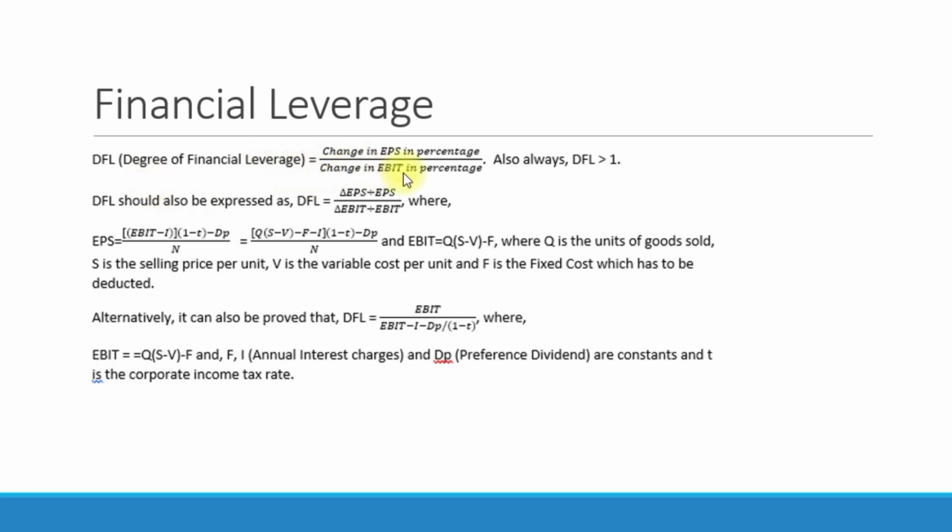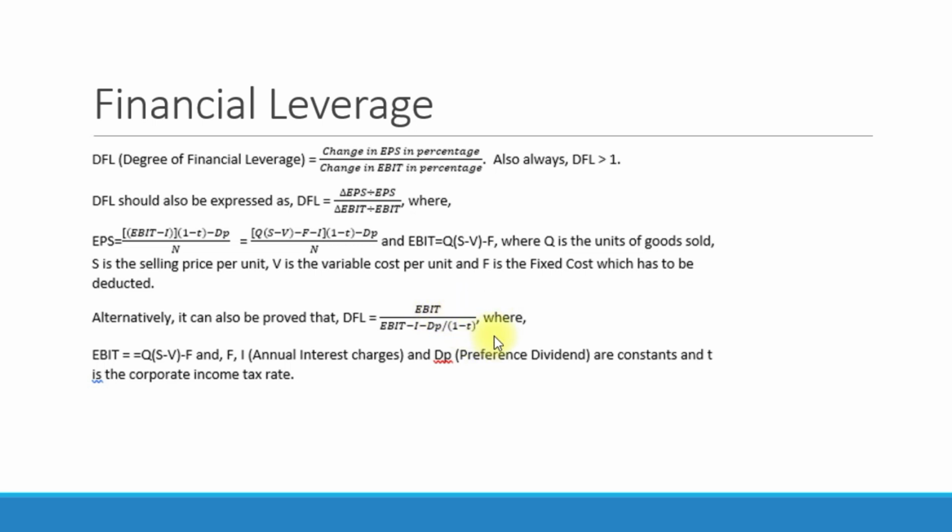Degree of financial leverage is expressed as percentage change in EPS, earnings per share, divided by percentage change in EBIT. So, degree of financial leverage should be greater than 1 for it to be acceptable. Alternatively, degree of financial leverage can be given as EBIT over EBIT minus interest minus preference dividend divided by 1 minus tax rate. That is also a formula which is used to find financial leverage.